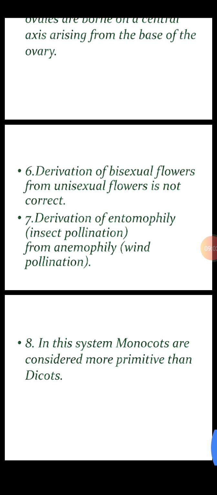Derivation of bisexual flowers from unisexual flowers is not correct. Bisexual flowers are also called two-sexed or hermaphrodite. Derivation of entomophily from anemophily. Entomophily is from entomology, insects, that is, pollination or transfer of pollen grains by insects. And anemophily is wind pollination, where pollen grains are transferred by wind. In this system, monocots are considered more primitive and old than dicots.